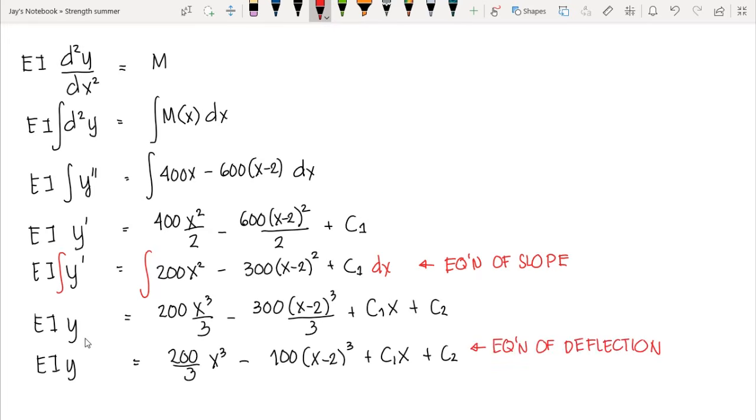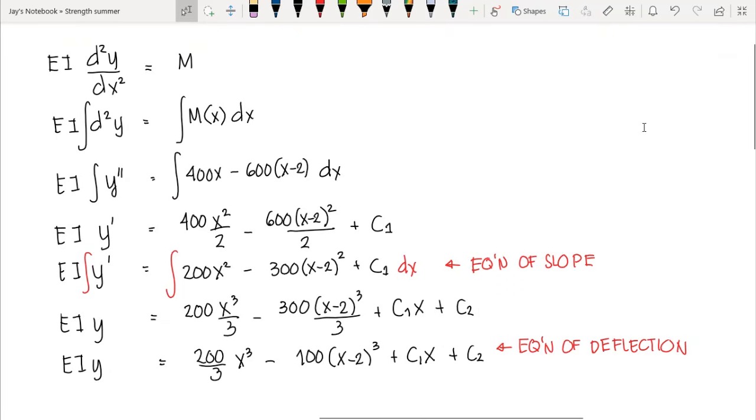So we will be using this equation of slope and this equation of the deflection to compute for the rotation at point B and the maximum deflection respectively. Now, as you can see in our equation, we have arbitrary constants C1 and C2. So we need to compute for the value of these arbitrary constants by setting boundary conditions.